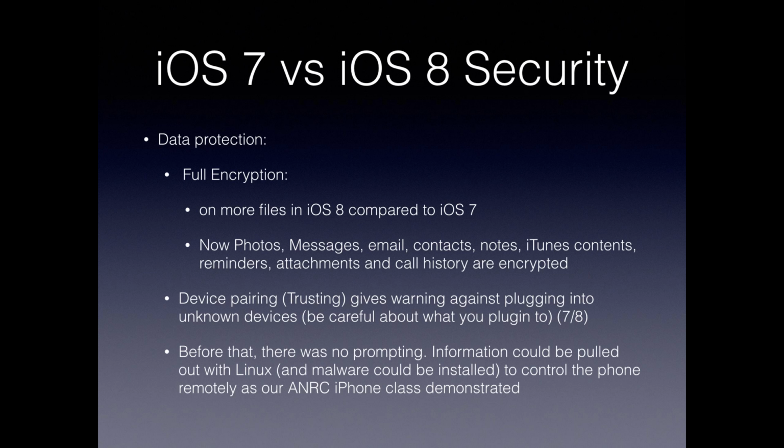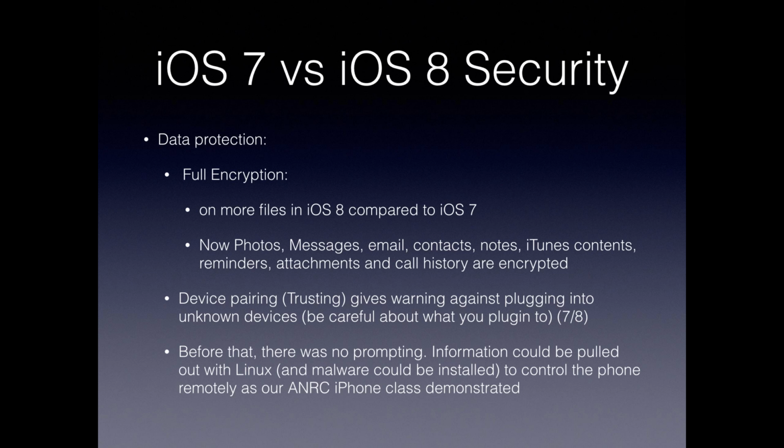iPhone data protection, or encryption, as I already mentioned, covers many more files than that of iOS 7. The contents of photos, messages, email, contacts, notes, iTunes contents, reminders, attachments, and call history are now encrypted using iPhone's encryption chip for power efficiency, minimization, and lower consumption.